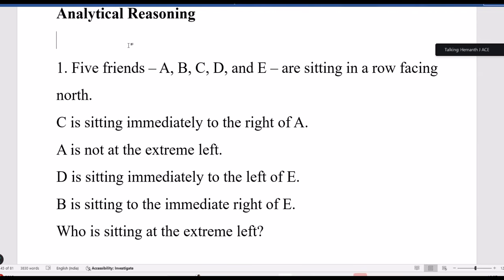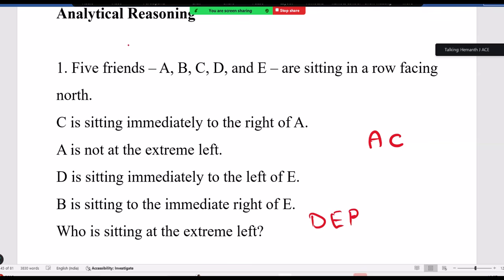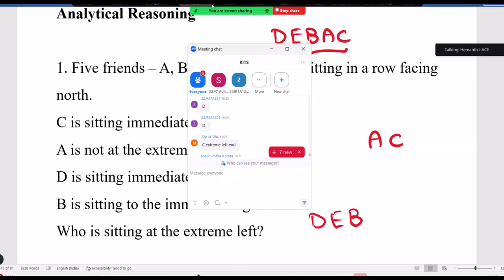C is sitting immediately to the right of A. A is not at the extreme left. D is sitting immediately to the left of E. B is sitting immediately to the right of E. Now this is the scenario: DEBAC. A is not at the extreme left, so to satisfy that it should be DEBAC. Now who is at the extreme left side is nothing but D.